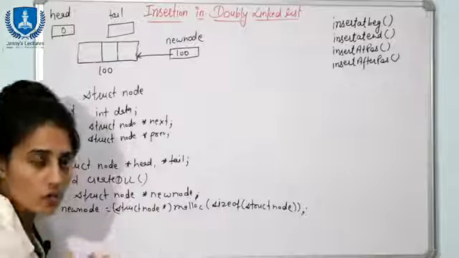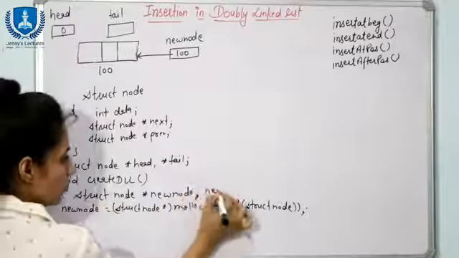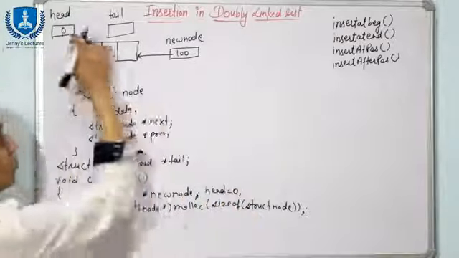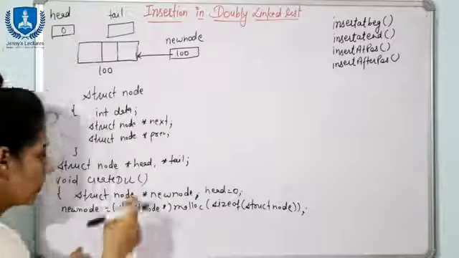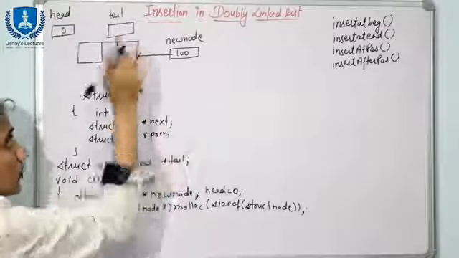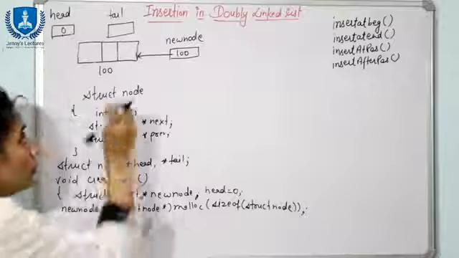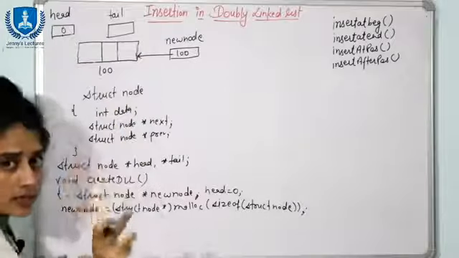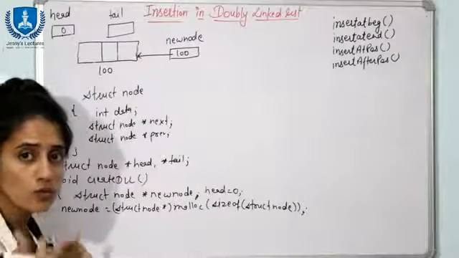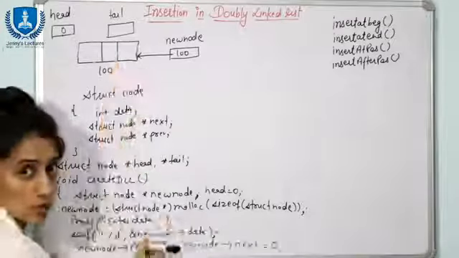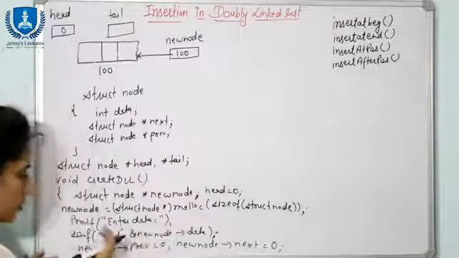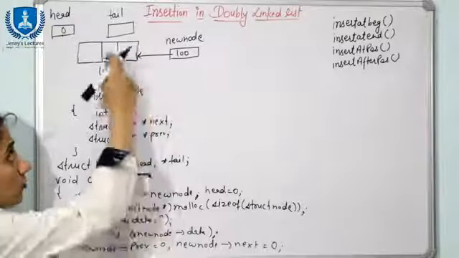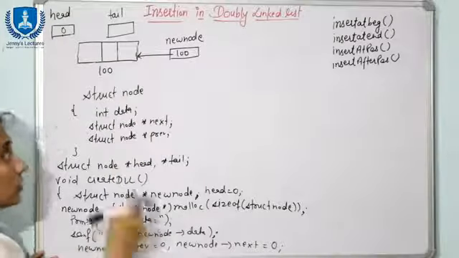At the start we assume that head is equal to 0. It means we don't have anything in the list, and we have just declared this tail pointer also. Fine. Now we are going to insert this newly created node in the list. First of all we will ask the user what data they want to insert here. So this is how you can ask the user using printf and scanf: enter data.